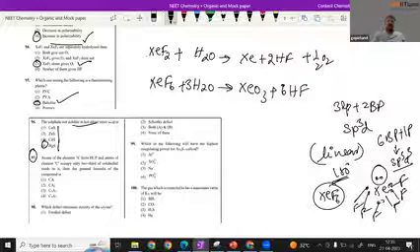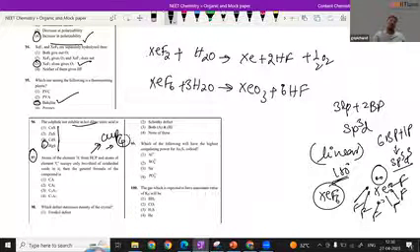Next one: atoms of an element A form HCP, and atoms of C occupy 2/3 of octahedral voids. So whenever we talk about HCP, you should remember about CCP. The number of atoms present in the CCP will be 4. And 2/3 of the octahedral voids means 2/3 of 4 atoms.